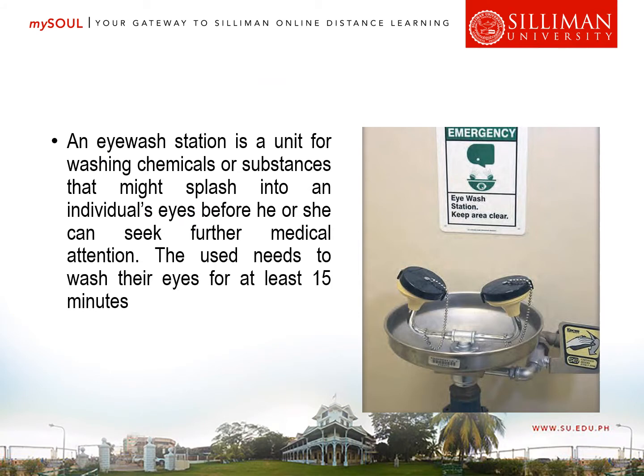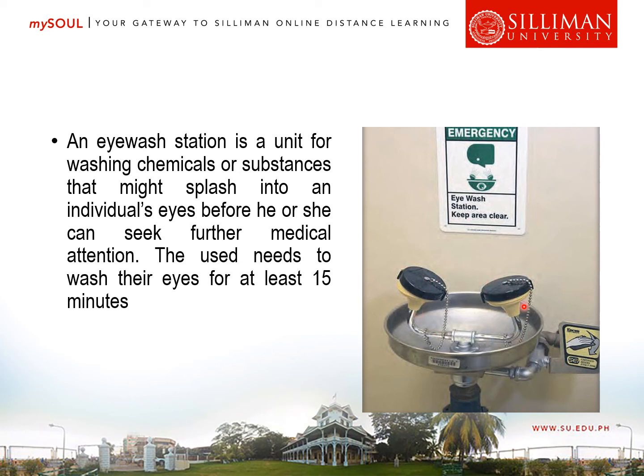So we also have the eye wash station. The eye wash station is a unit for washing chemicals or substances that might splash into an individual's eyes before he or she can seek further medical attention. So for accidental chemical spills to the eyes, we have this laboratory equipment. This is our eye wash station. You just have to position your head near this portion here and push this lever or handle. A strong force of water will come out from this area and hit your eyes directly, or the part of your face that is affected by the accidental chemical spill.